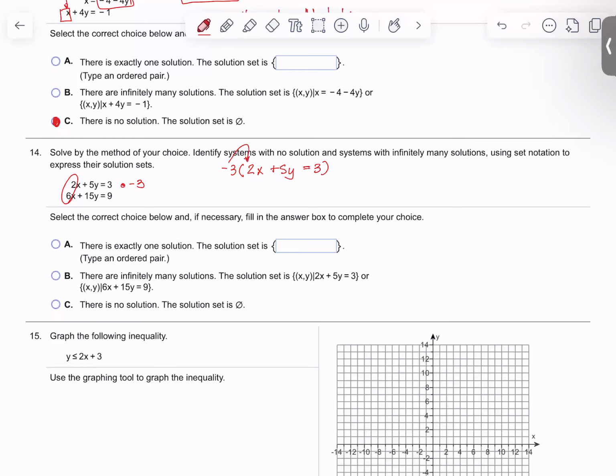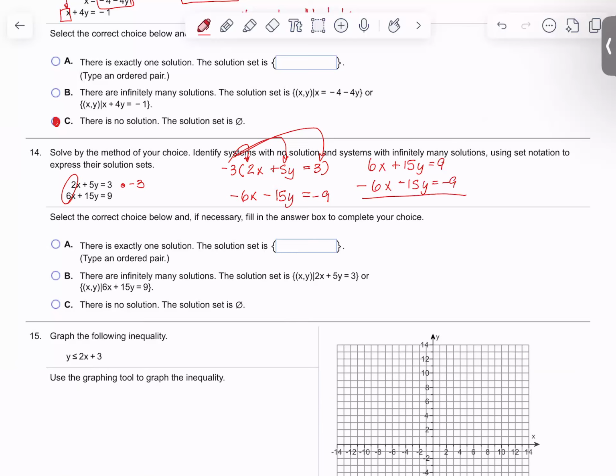And I'm going to distribute that -3 across everything. So -3 times 2 is -6x. -3 times 5 is -15y. And -3 times +3 is -9. Now I'm going to add that to the second equation. So my second equation is 6x plus 15y is equal to 9. And I'm going to add that to that equation. Can you see what's going to happen?